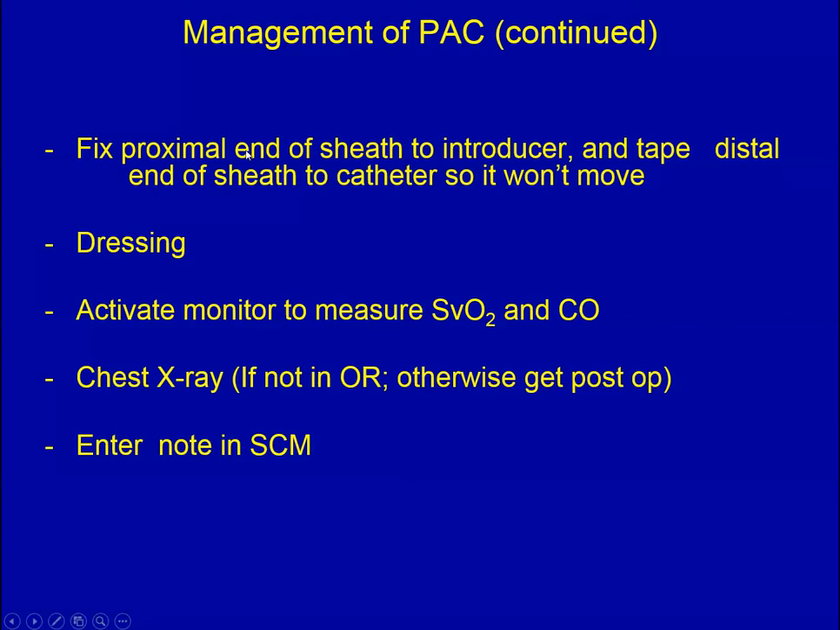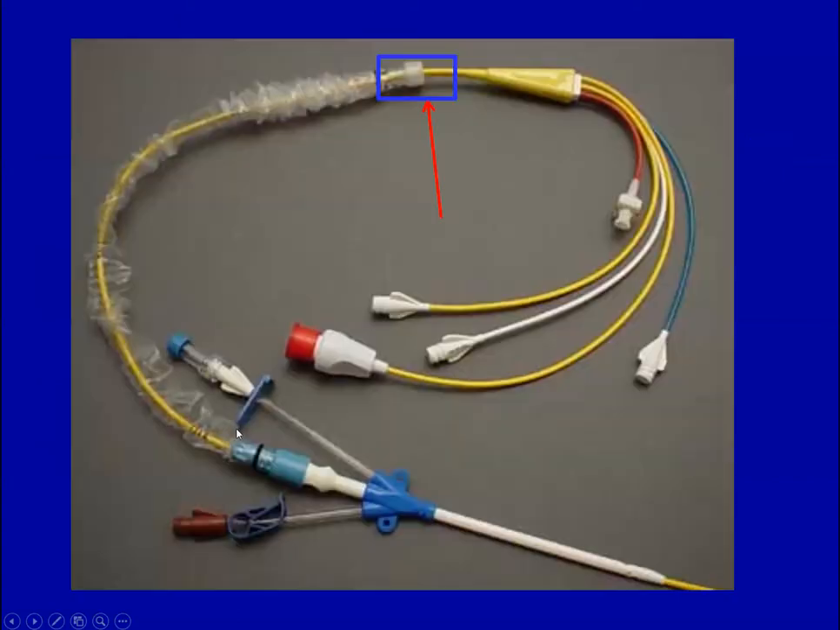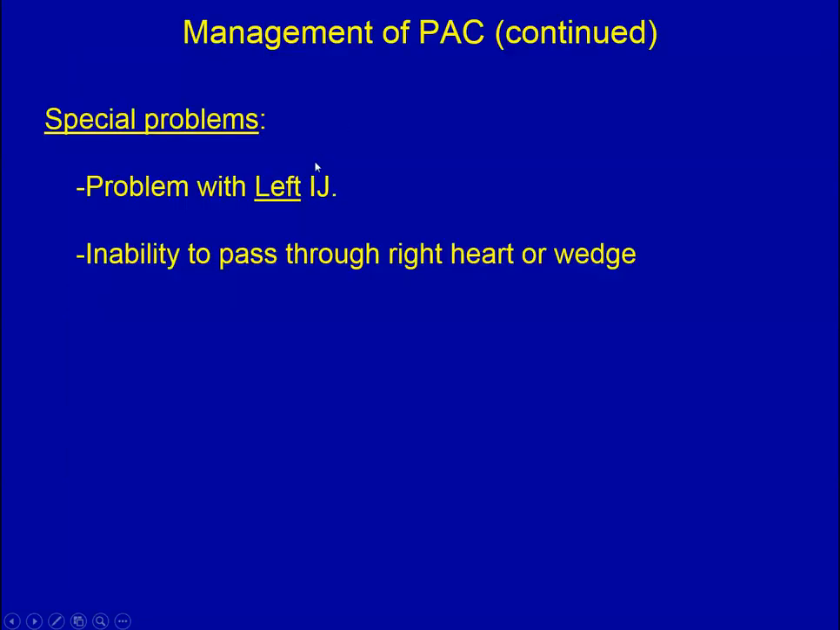After inserting the catheter, you need to fix the proximal end of the sheath to the introducer and tape the distal end of the sheath to the catheter so it won't move. You apply a dressing and activate the monitor to measure mixed venous saturation and cardiac output. Obtain a chest x-ray if the patient is not in the OR, otherwise get it postoperatively, and enter a note in SCM. This shows the importance of putting the tape over this so it cannot slide back and forth.